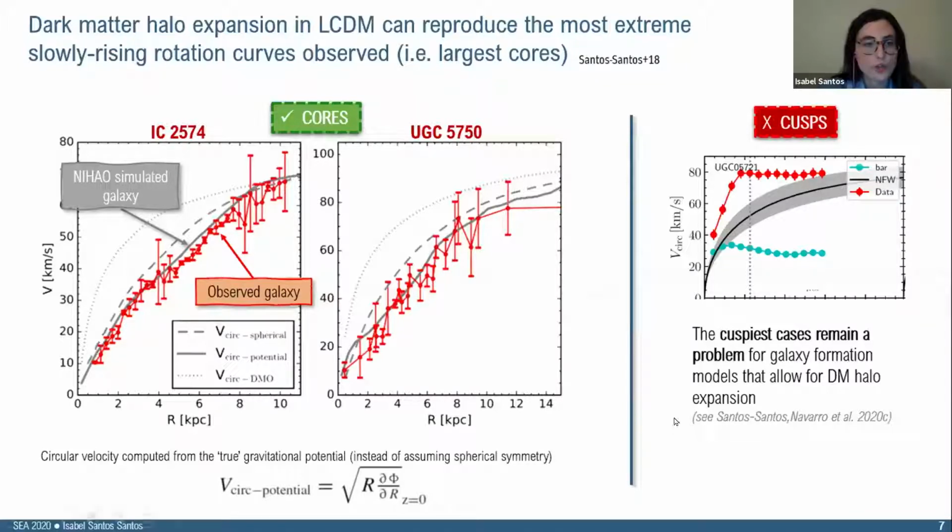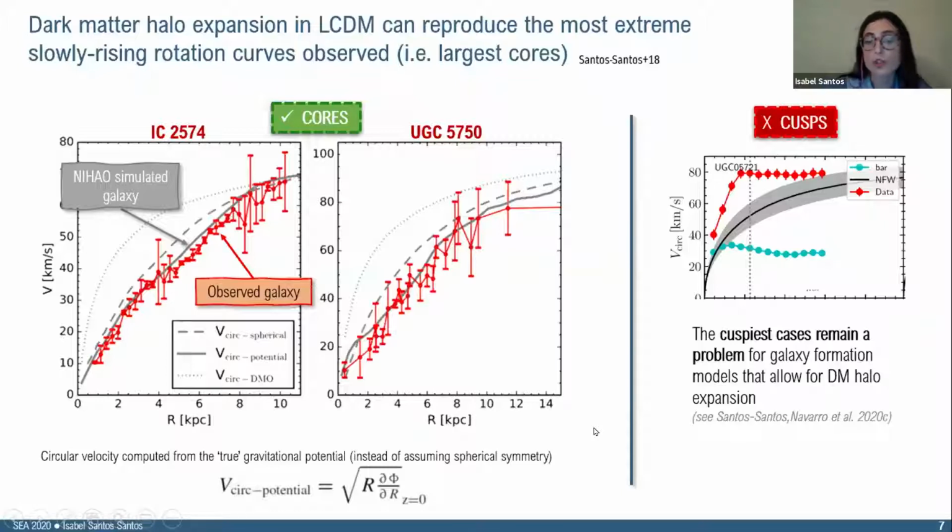Here I'm showing in red the rotation curve data of the two observed galaxies that have the largest cores, and in gray, rotation curves of two galaxies from the NIHAO project, a project of simulations that allows dark matter halo expansion due to stellar feedback. The agreement, as you can see, is very, very good.